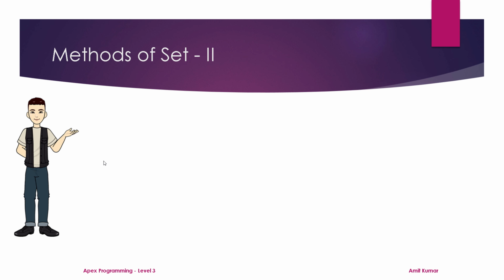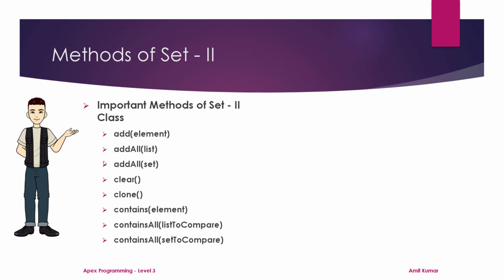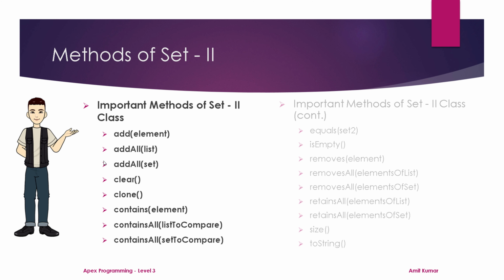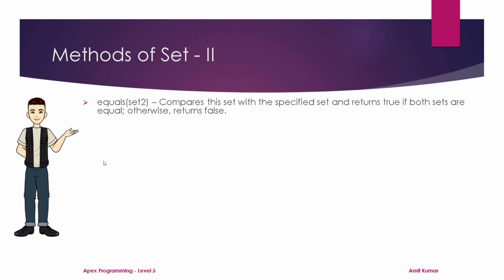Methods of set, part 2. In our previous video we have seen all these methods and their impact. Now let's discuss the remaining methods. The equals method accepts another set as a parameter, compares this set with the specified set, and returns true if both the sets are equal, otherwise it returns false.